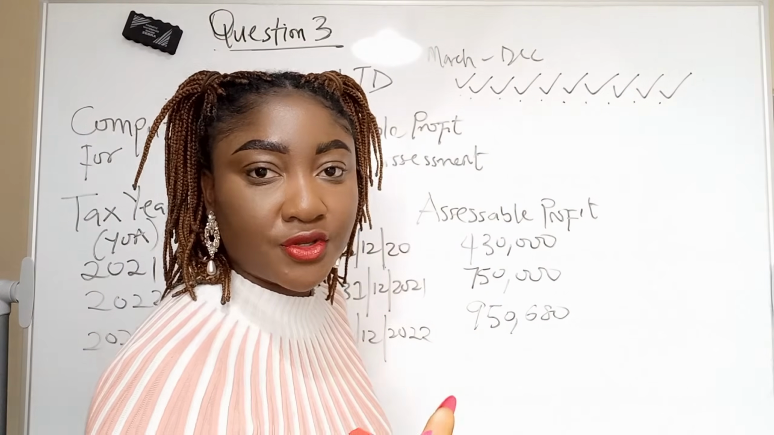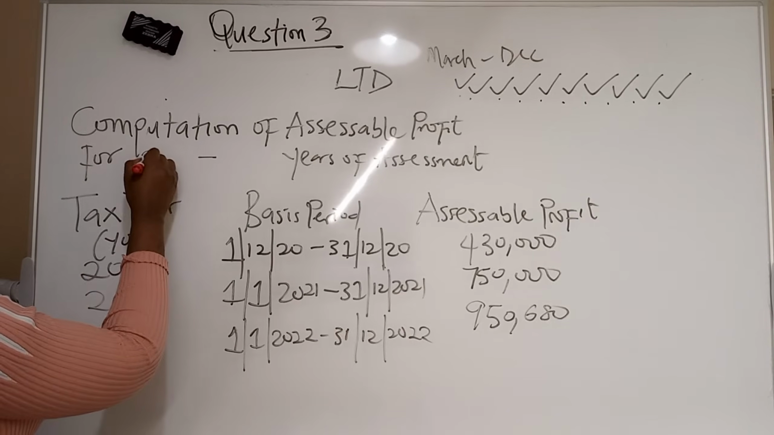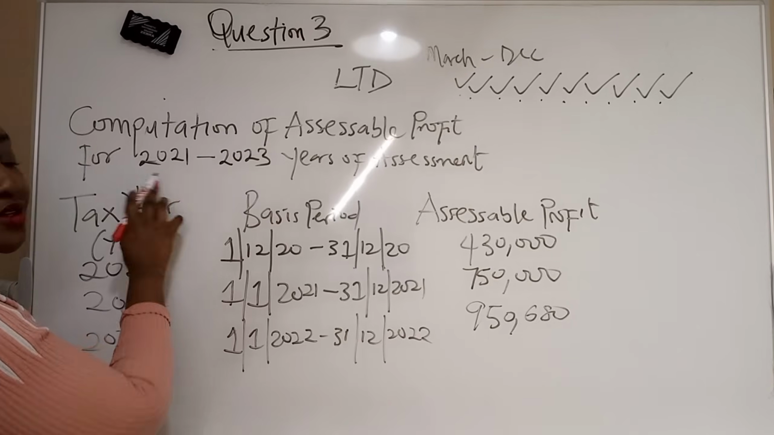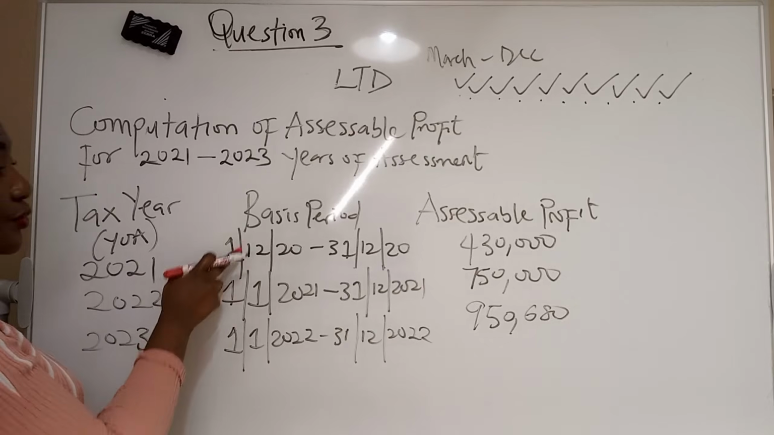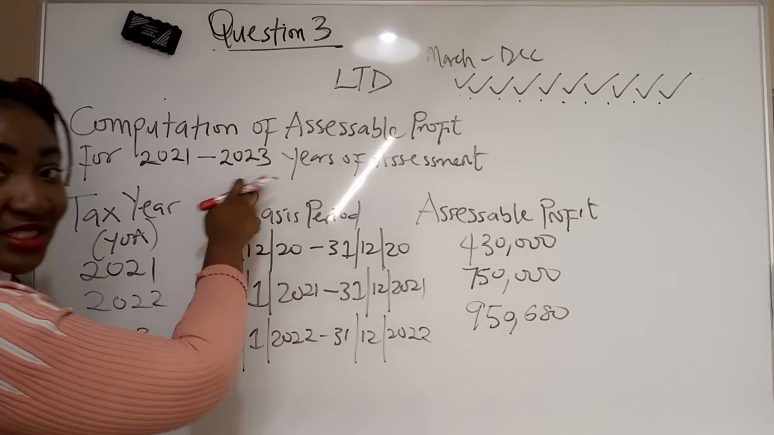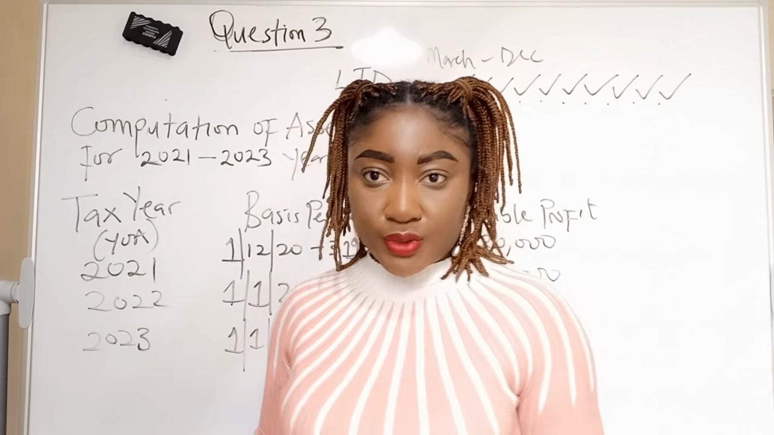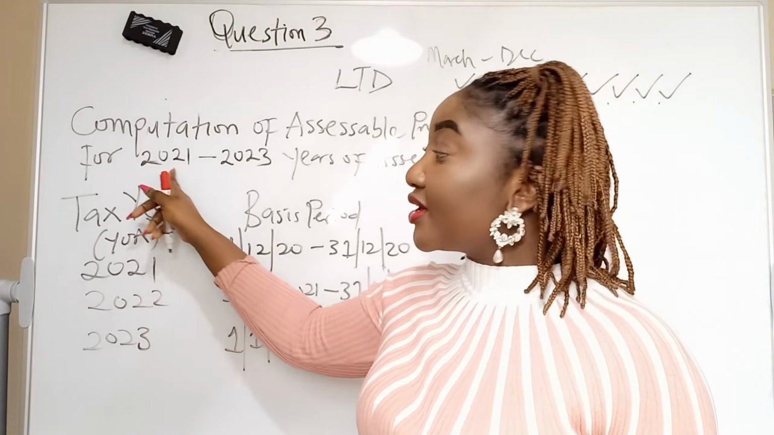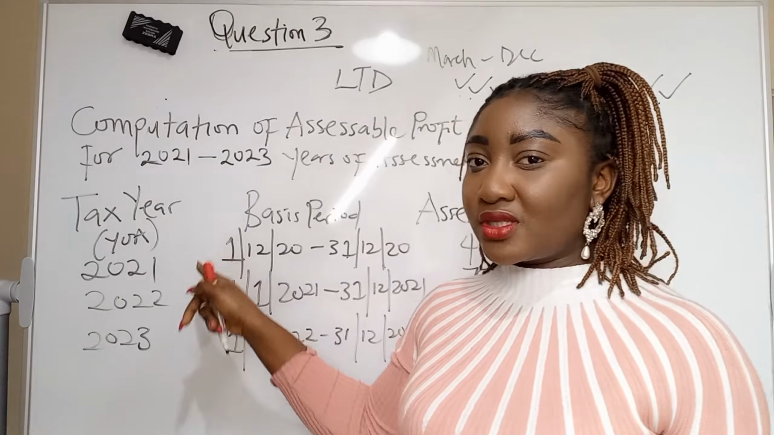I have to mention something. Don't forget to put 2021 to 2023 years of assessment here. The reason why I left it blank is because you have to determine your basis period first to know your tax year. Then you put the tax year, the relevant years of assessment that you're solving for here. If you had just said the company started in 2020 and put 2020 to 2023, it would have been wrong, and from here you would have failed the question. So it's 2021 to 2023 years of assessment.